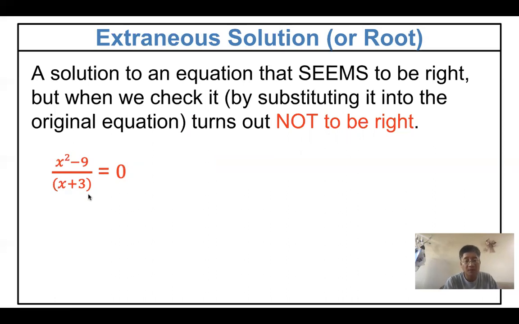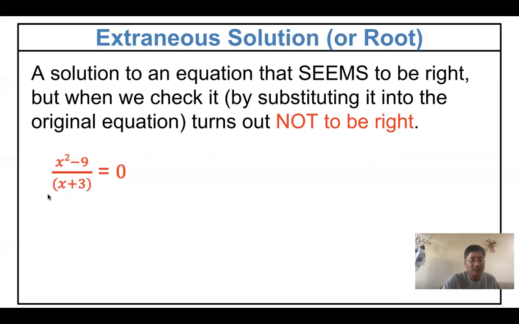If you put 5 over 0 in the calculator, what do you get? 5 over 0 is not 0. It's an error, undefined, right? 0 over 5 is 0. Likewise, the denominator cannot be 0. So any x value which makes a denominator 0, that's not good. So we call it an extraneous solution. It seems to be right, but actually it turned out not to be right.